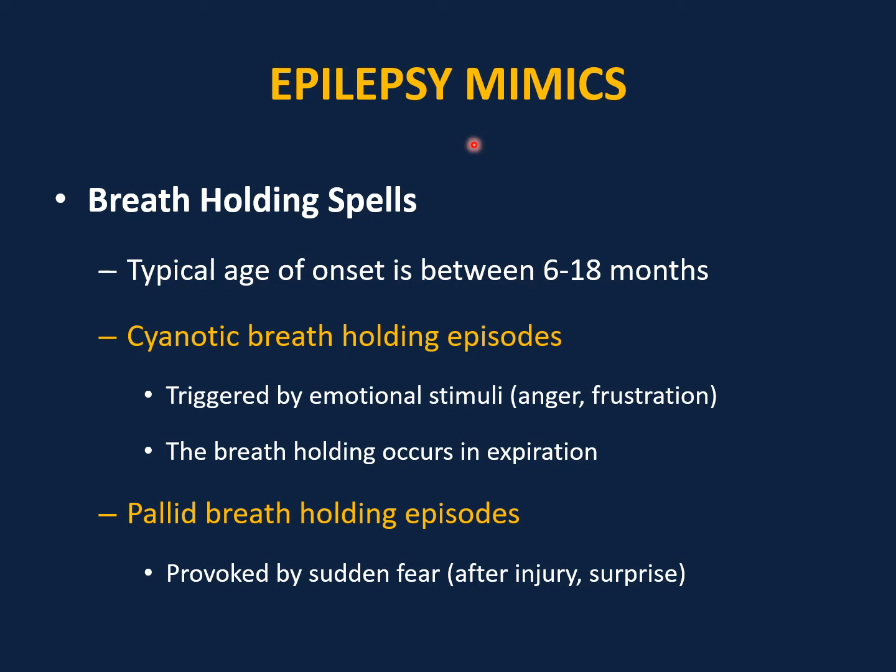Conditions that look like epilepsy, or epilepsy mimics, but are not epilepsy. The first one is breath holding spells, which are common. Typical age is between 6 to 18 months. There are 2 types: cyanotic breath holding spells, triggered by emotional stimuli like anger and frustration, where the breath holding occurs in expiration. Pallid breath holding episodes are provoked by sudden fear after injury or surprise.